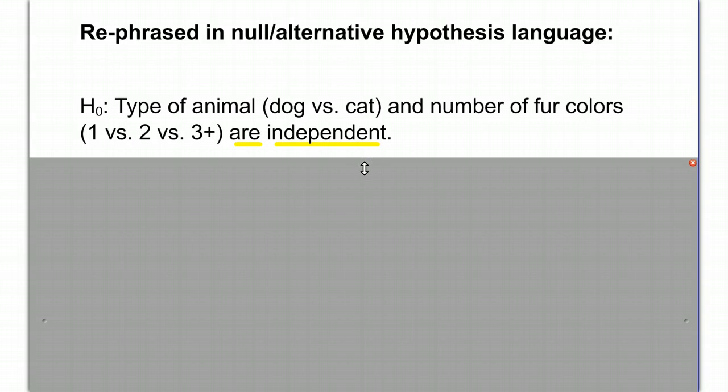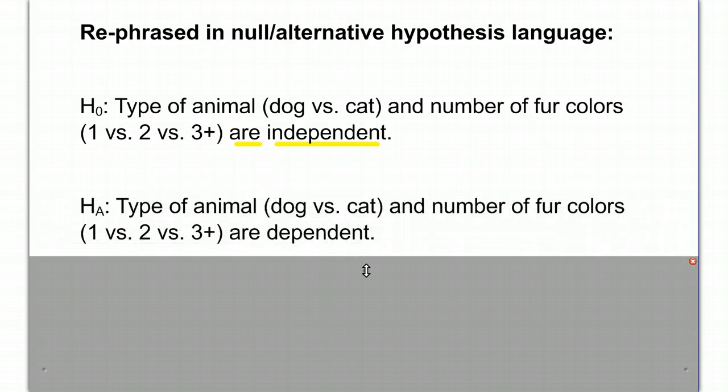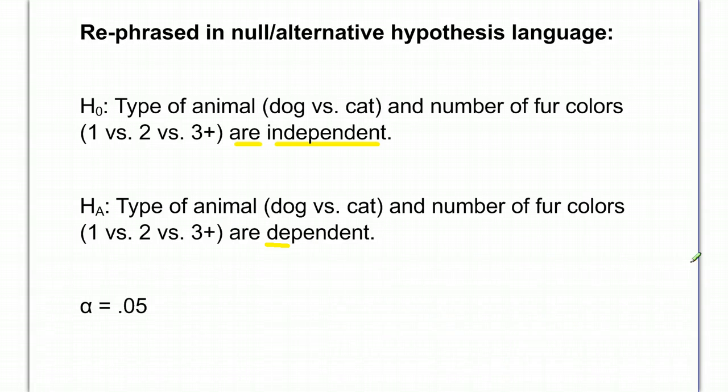That's our null. There's no symbols or anything in the chi-squared test for our null and alternative. You can just write it out in words like this. The alternative then is the opposite, that they are not independent, that they are dependent. So the type of animal and number of fur colors are dependent. That's our alternate hypothesis. We still have to choose an alpha level just like we do in any other statistical test, and typically 0.05 is going to be a good choice for that, although there's always exceptions to that rule.